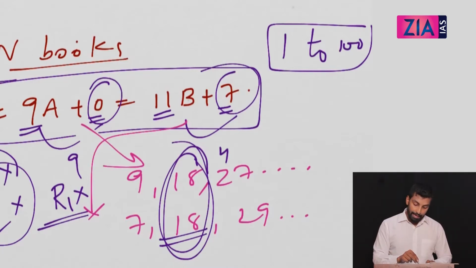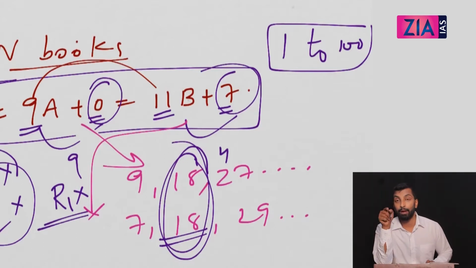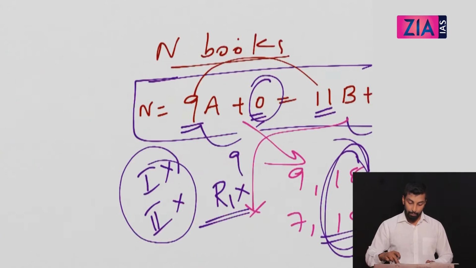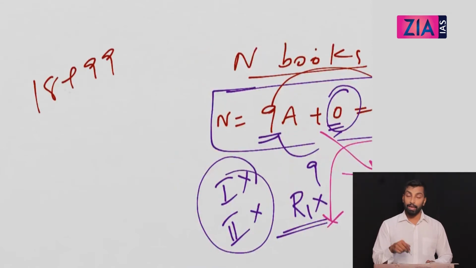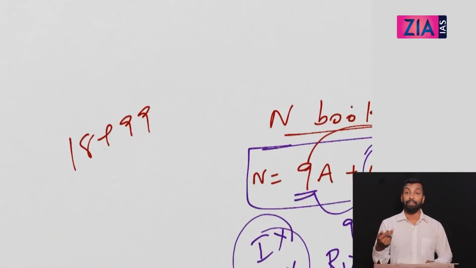The next number will be the LCM of the divisors. You need to add it. What is the LCM? 99. You need to add 99 to the first number. 18 plus 99, so that will be 117. So the question is 1 to 100, how many numbers are there? Only one number, that is 18. The next number is 117.